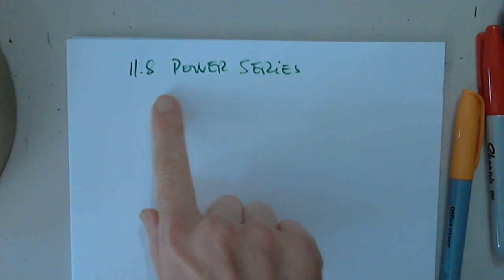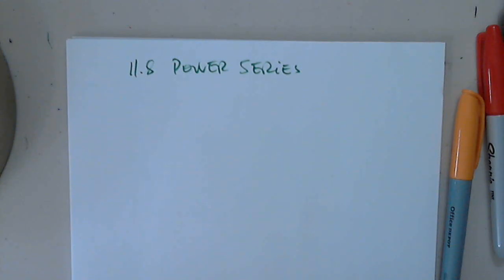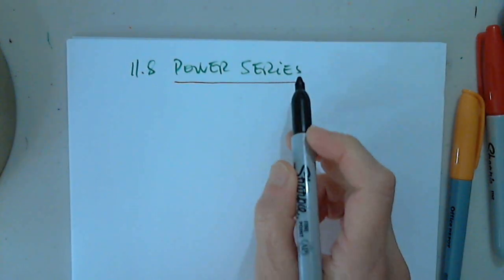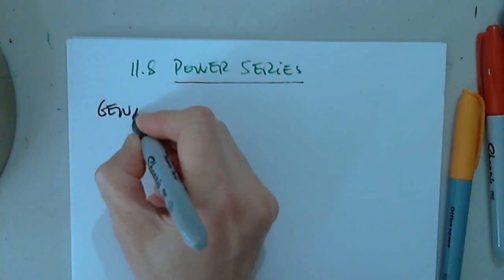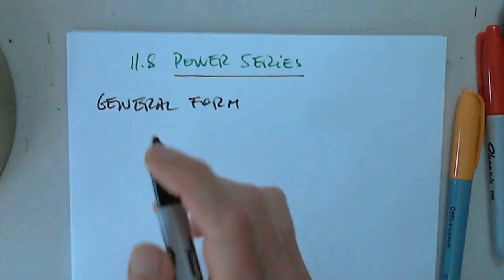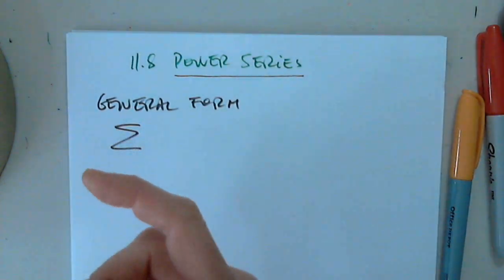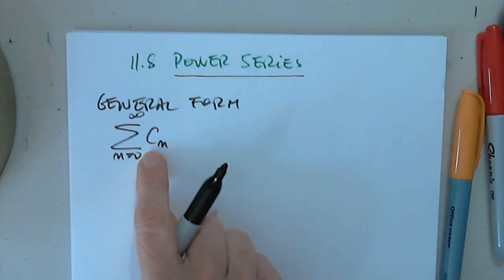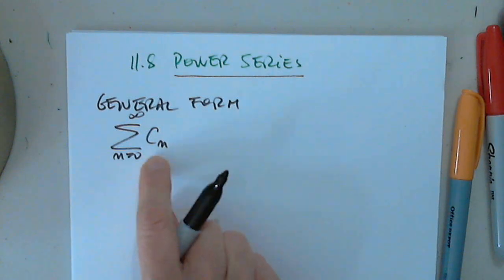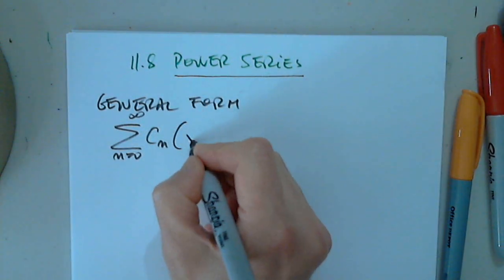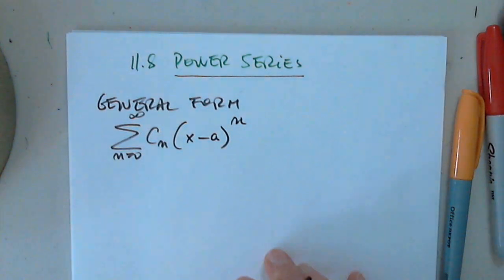Hello again. We continue chapter 11 with 11.8 power series. So what is a power series? The general form looks like the series from n equals 0 to infinity of a constant, depending on n, obviously, c0, c1, c2, and so on and so forth, times x minus a to the nth power.